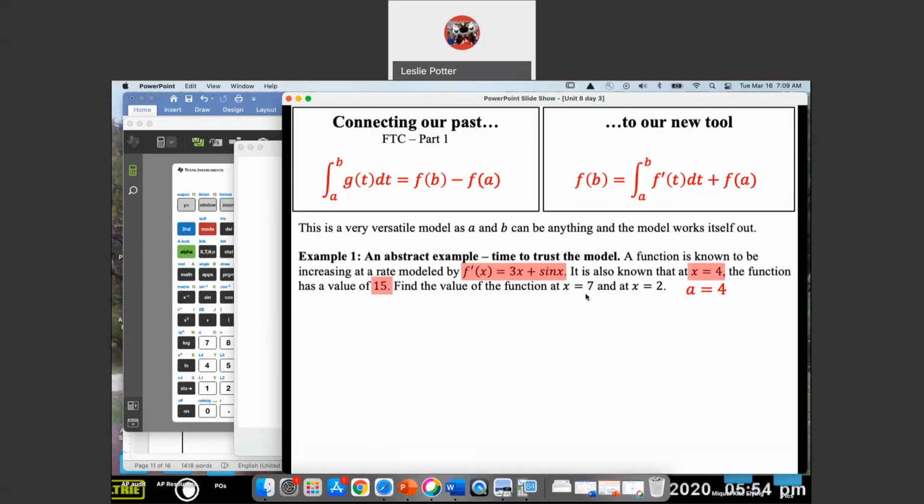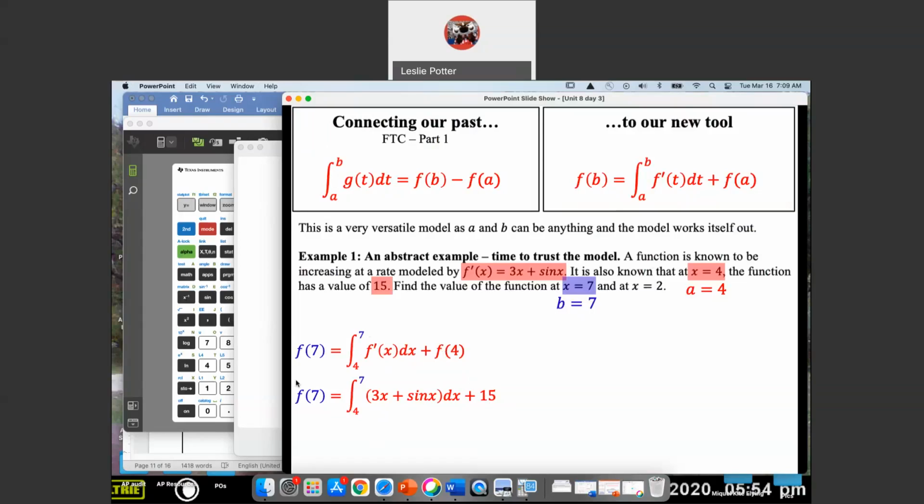Let's address this first question. These are finding value questions, so they'll all be that way. What is the value when x is equal to 7? Setting up our expression for finding that future value, that's our b. f of b, f of 7, equals the integral from 4 to 7, from our start to our end, of the derivative, plus the start value of f of 4. Plugging in what we know, our derivative is 3x plus sine x, and our starting value is 15.